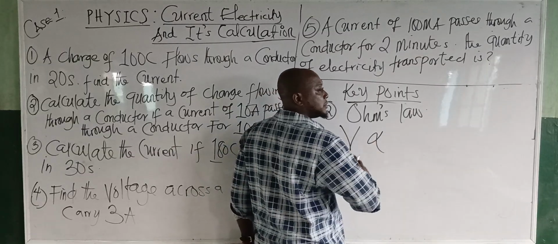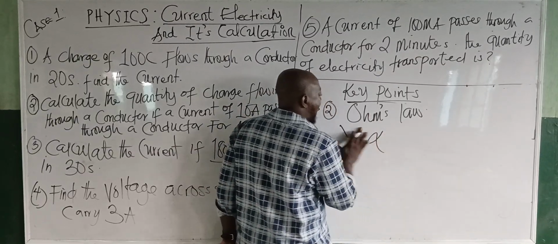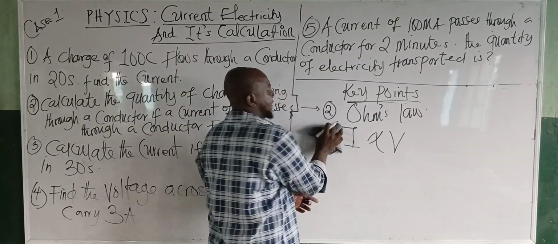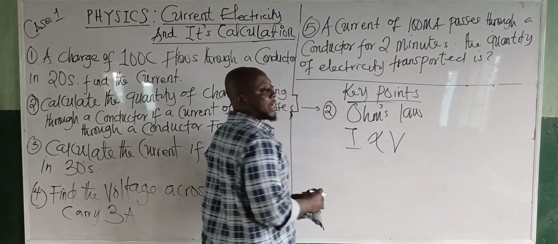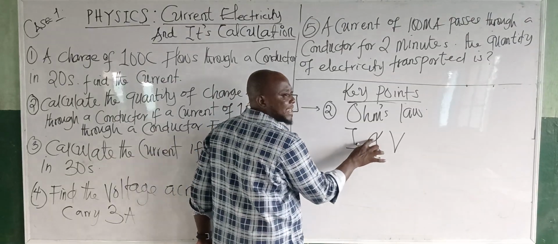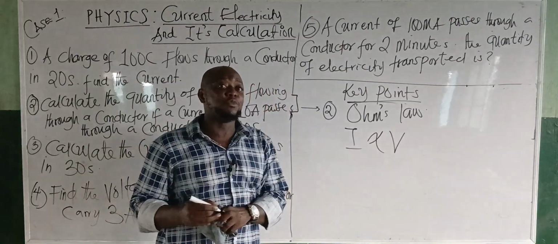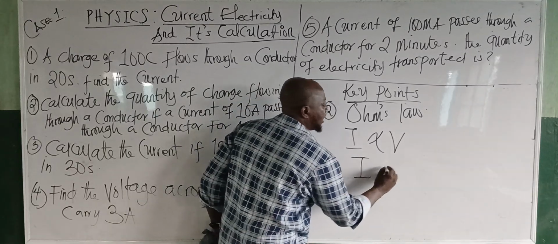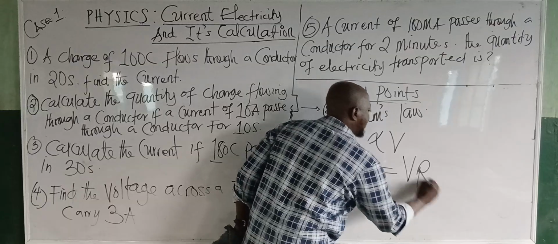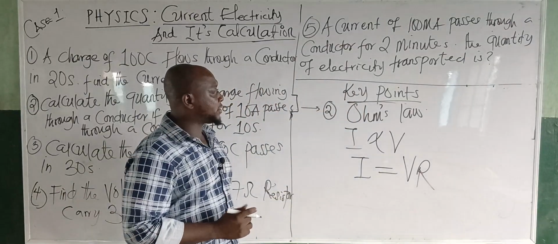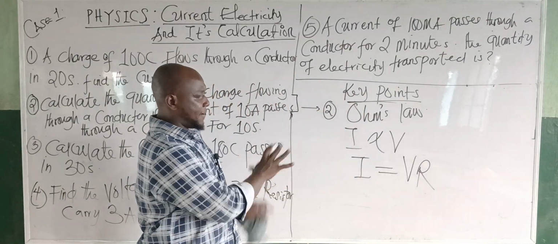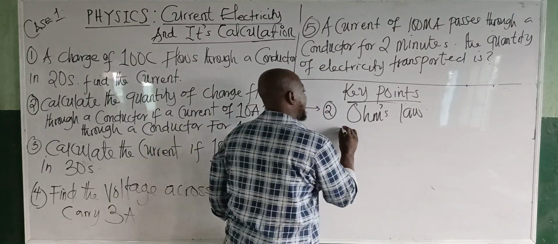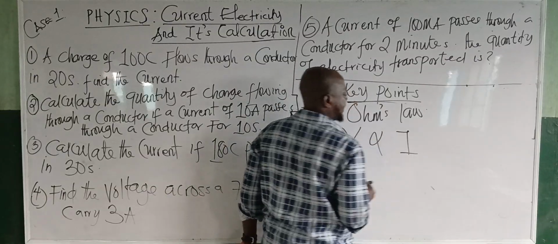So mathematically, we say I, which is current, is directly proportional to V. When I want to eliminate this proportionality sign, we simply introduce a constant here. In another way, you can also write this as V directly proportional to I.